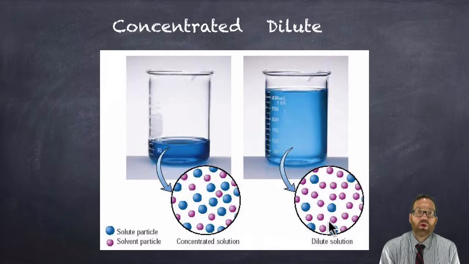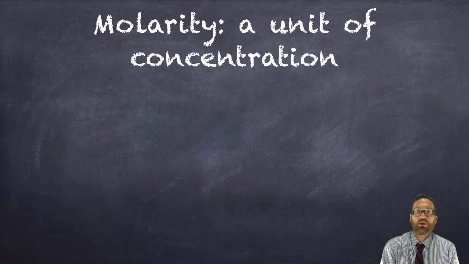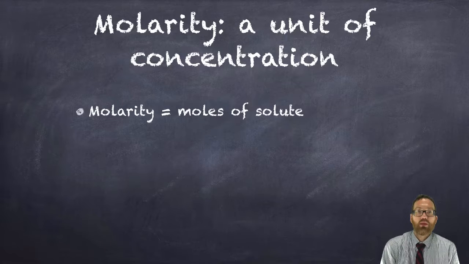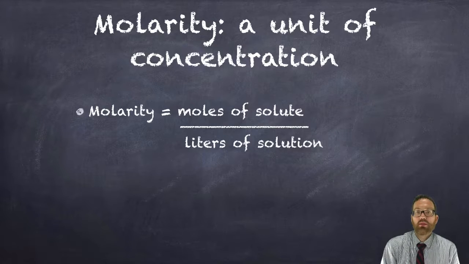This is a very qualitative way to discuss concentration. Saying one solution is more or less concentrated than another doesn't really tell us that much information. For that, we need something quantitative. We need a value, a measurement called molarity. So molarity is a very common unit of concentration in the chemistry lab. The formula for molarity is on Table T. You don't need to memorize it, you just need to know how to use it. So molarity of a solution is the moles of solute divided by the liters of solution.